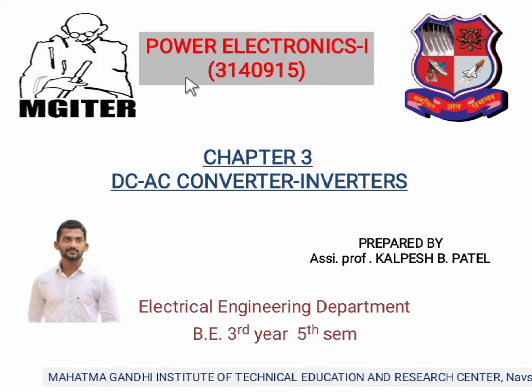The subject code is 3140915. Our third chapter name is DC to AC converter. That means inverter, which converts DC supply into the AC supply.